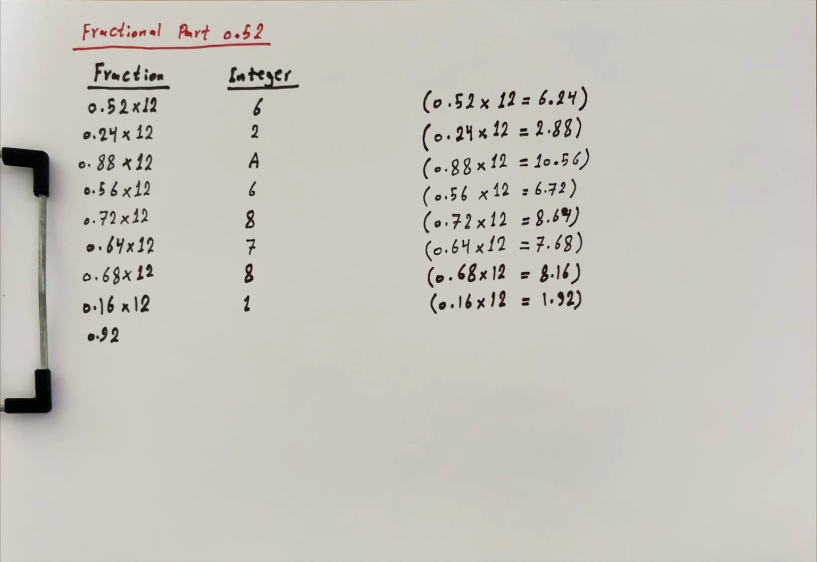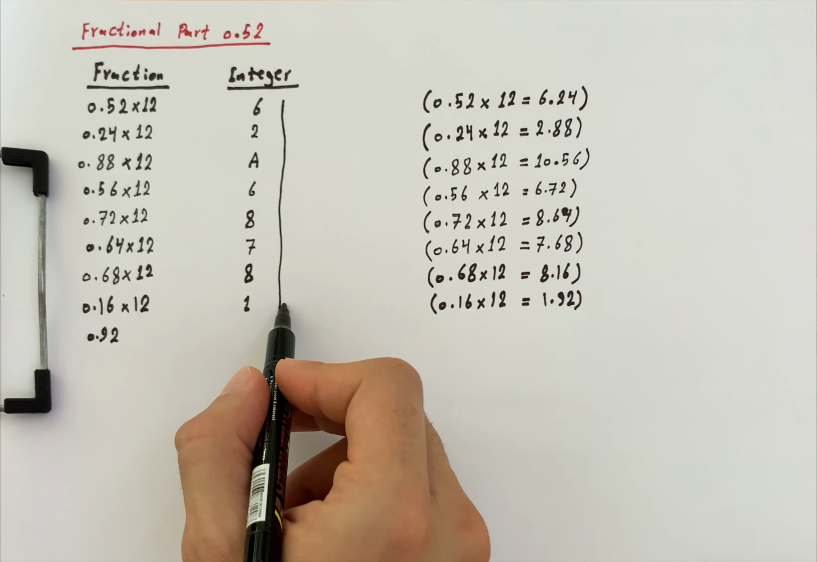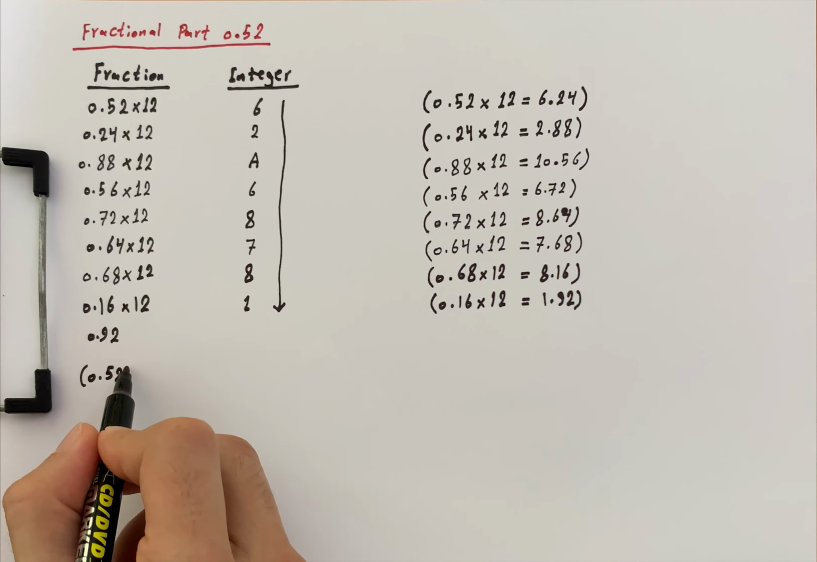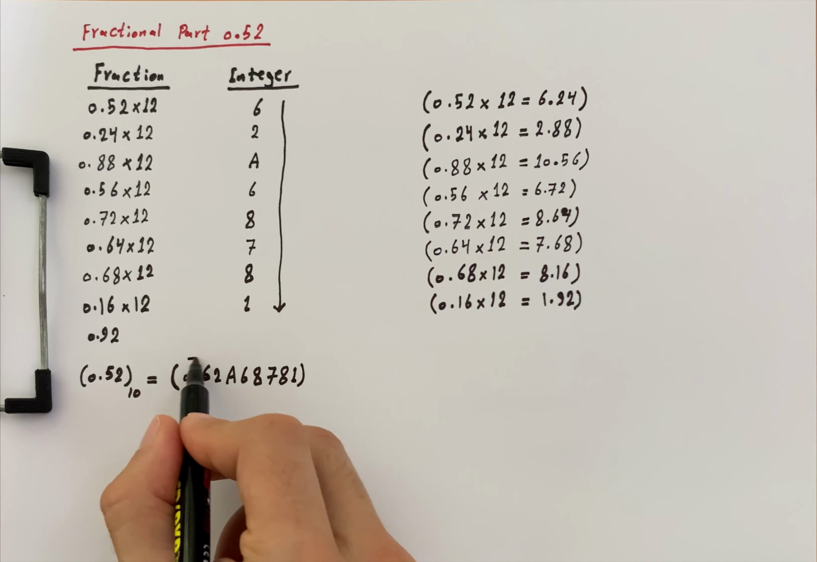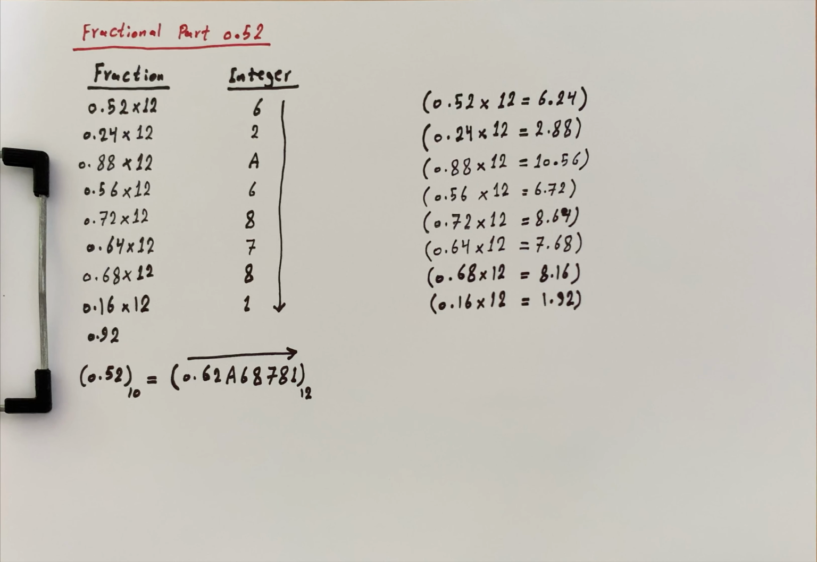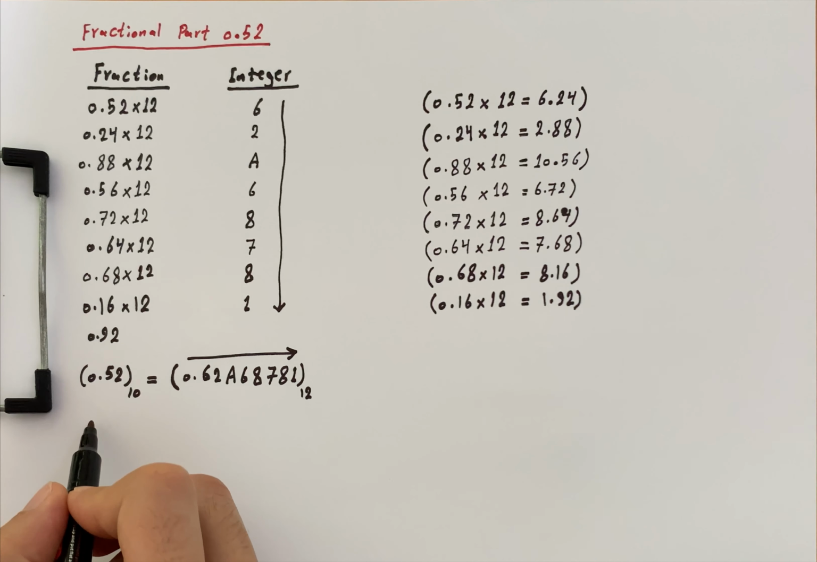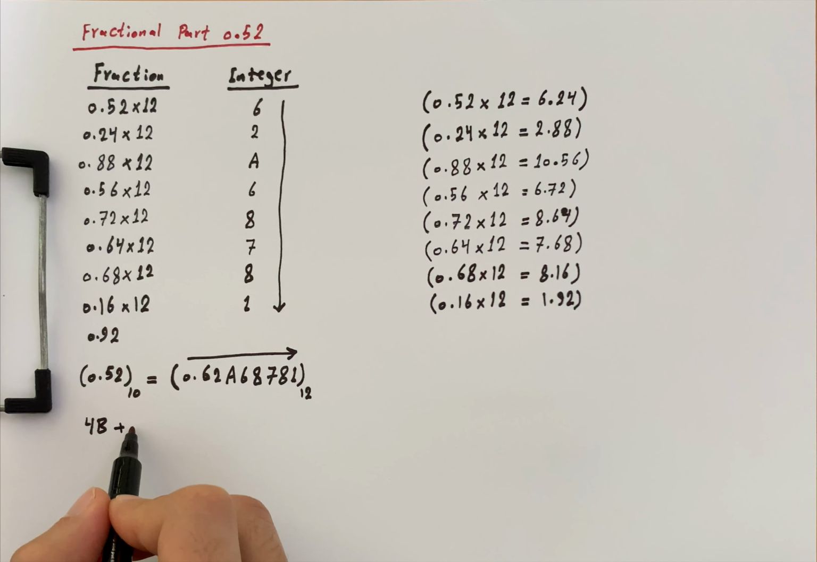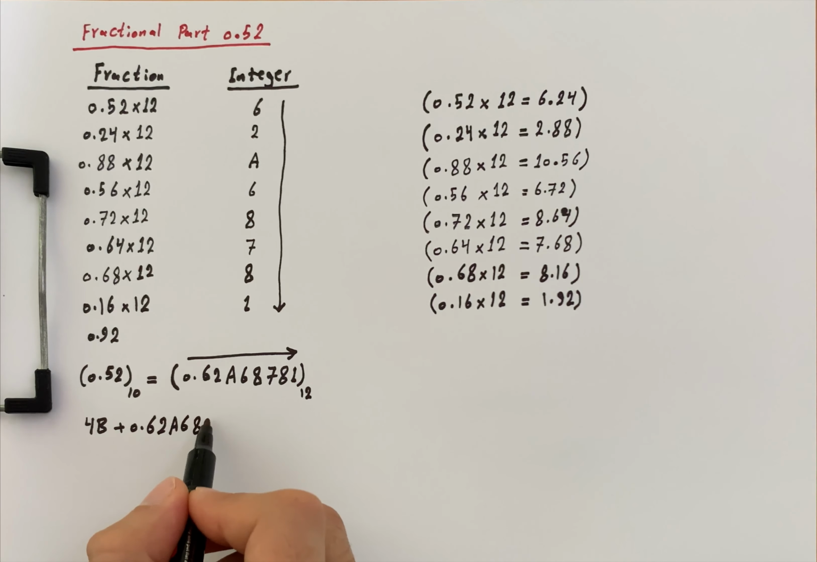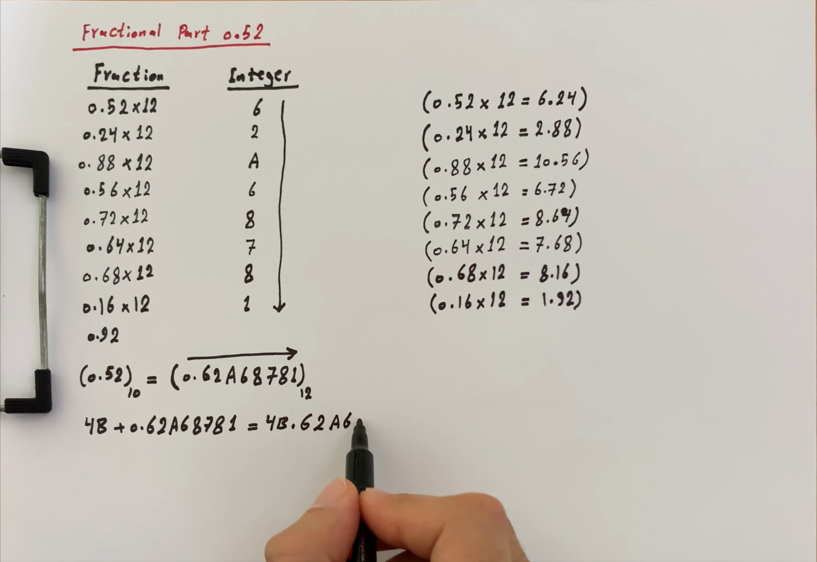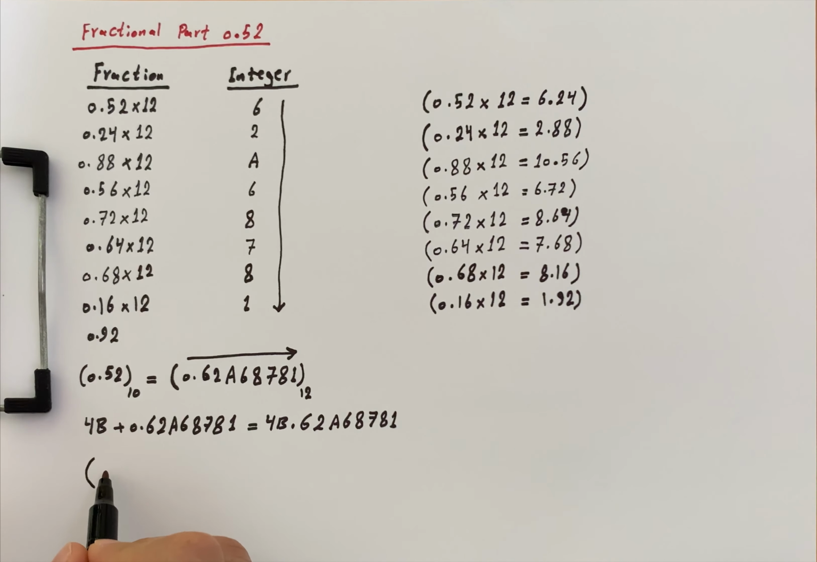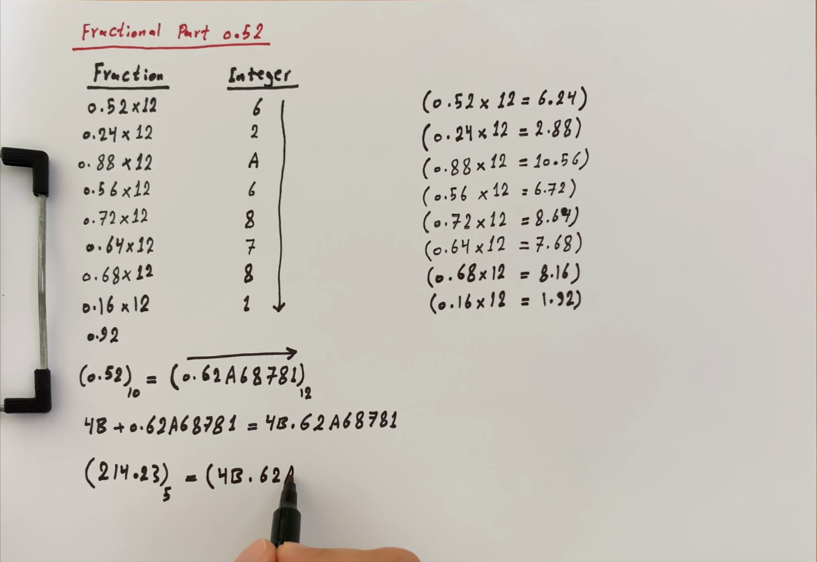Stopping at 8 decimal places, traverse the integer column from top to bottom. So the number 0.52 in decimal is equal to 0.62a68781 in base 12. Now we add the two converted parts together. The converted integer part was 4b plus the converted fractional part is 0.62a68781. And this is equal to 4b.62a68781. So the number 214.23 in base 5 is equal to 4b.62a68781 in base 12.